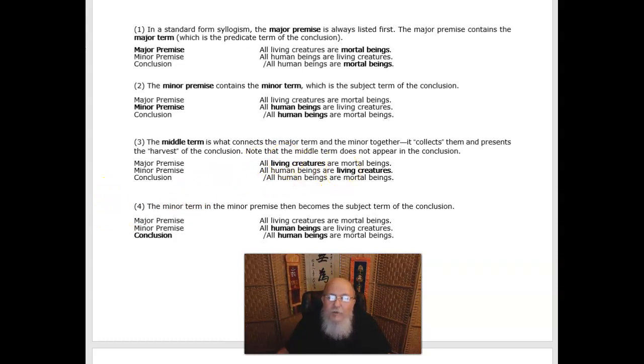And the minor term in the minor premise is the subject term of the conclusion. So in our conclusion, we have our minor term. So that's our first step in learning about a syllogism.